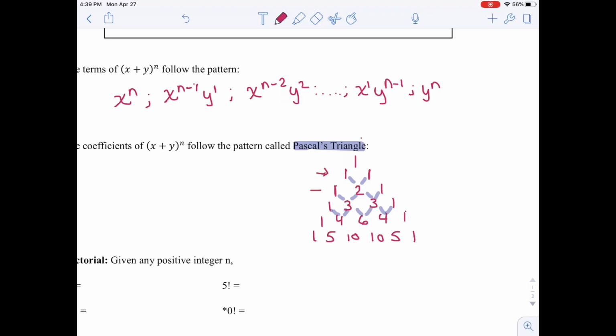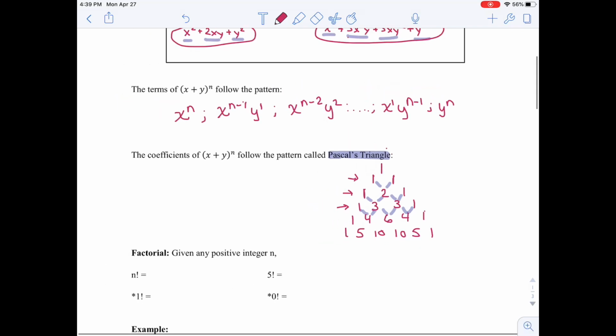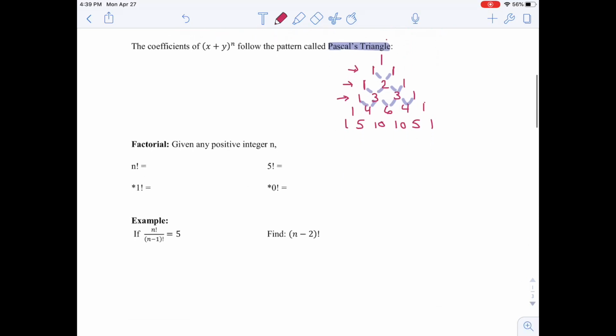Again, it's always starting off with n equals 0 at top, then n equals 1, 2, 3, and so forth as you go down. And that's Pascal's triangle. It can help you figure out what coefficients you're going to have on your terms.